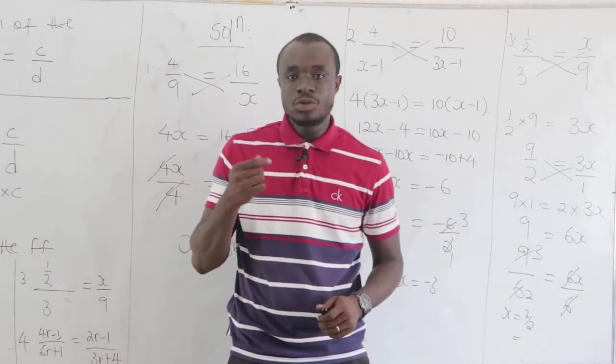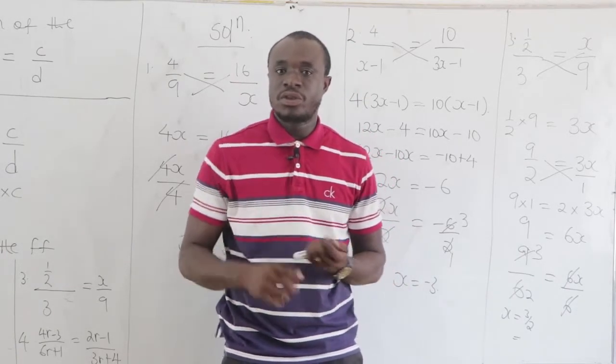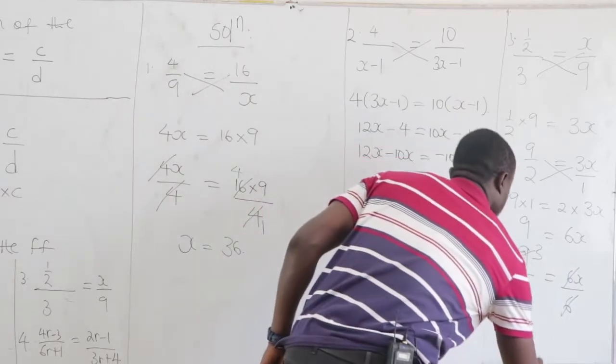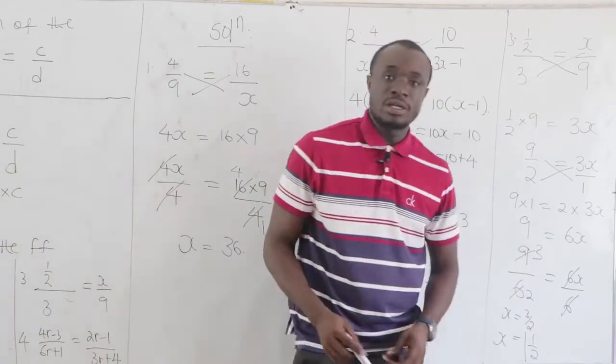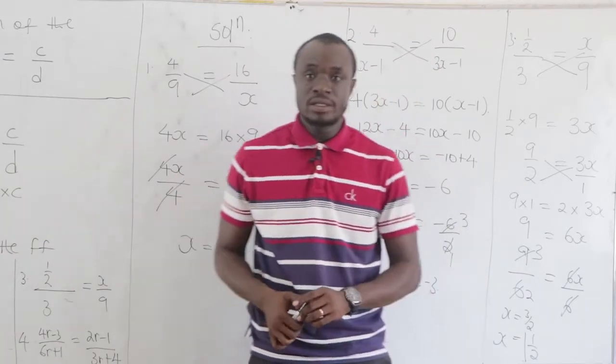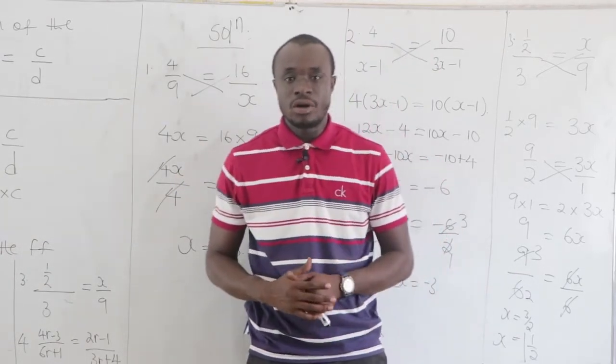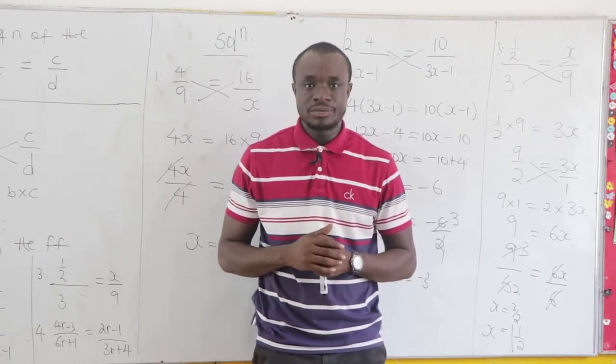How many times will 2 go into 3? 2 will go into 3 one time. So you have 1 whole number and 1 over 2. That is our x. So 2 times 1 is 2, plus 1, 3. So you have 3 all over 2. This is very, very trivial.